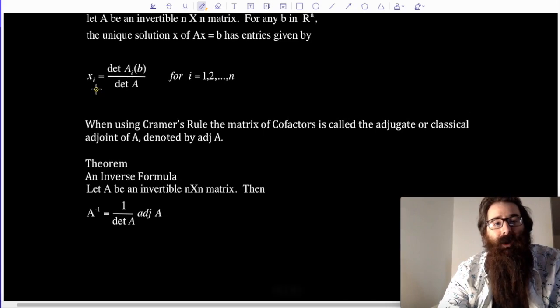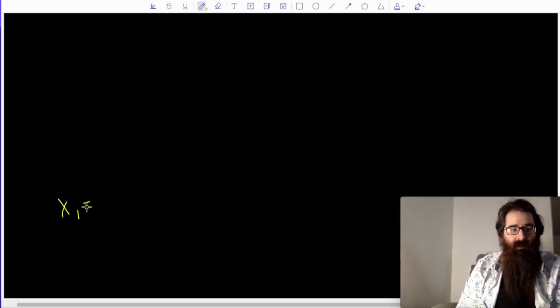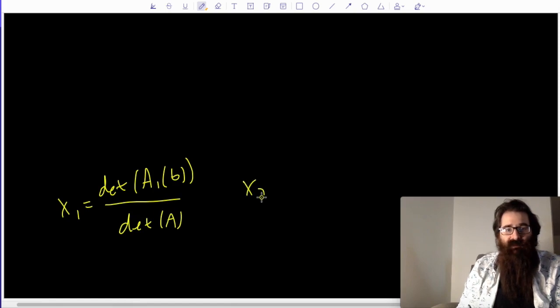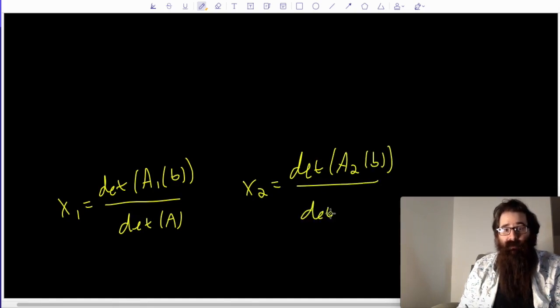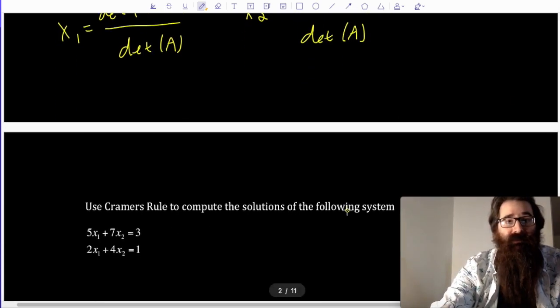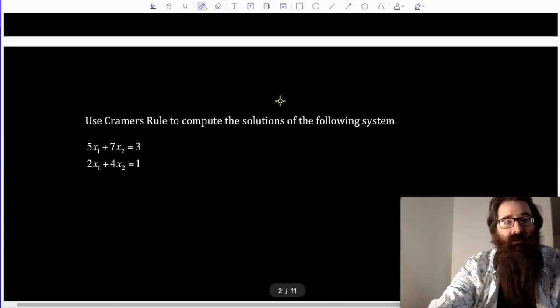So if I want to write out how x1 and x2 are going to look, I can use this formula here. x sub 1 is going to be the determinant of A sub 1 at b divided by the determinant of A. And x sub 2 is going to be given by the determinant of A sub 2 at b divided by the determinant of A. We'll have to talk about how we can find and build these pieces, but keep that handy. That's in particular how we're going to solve this system.